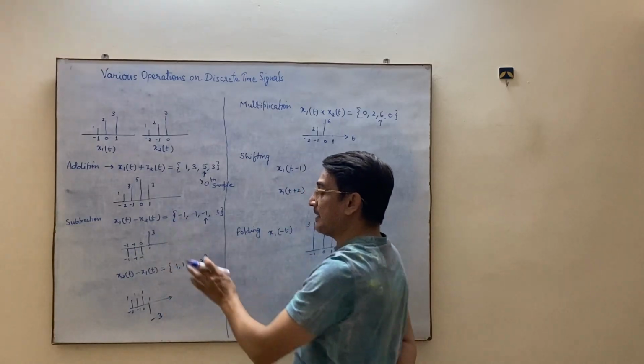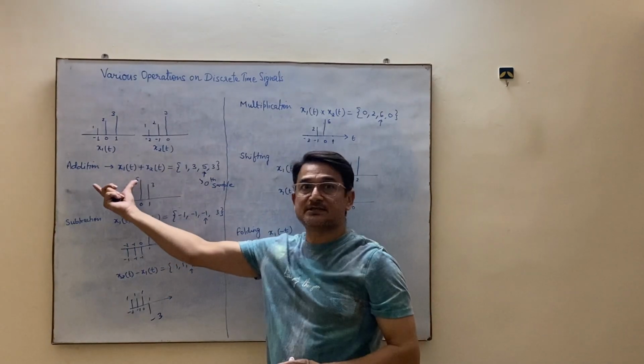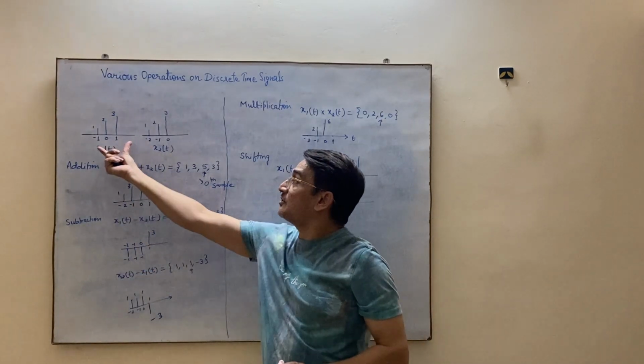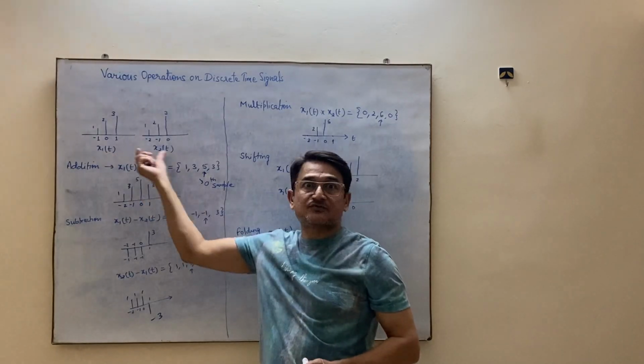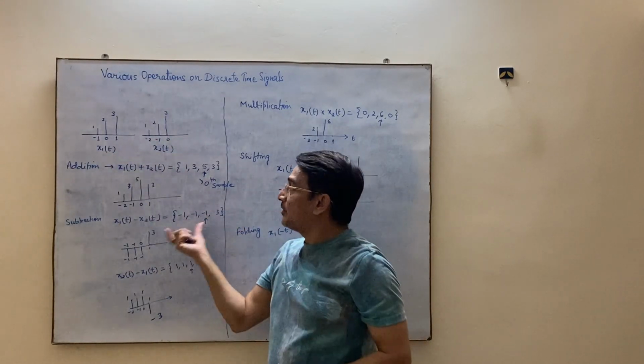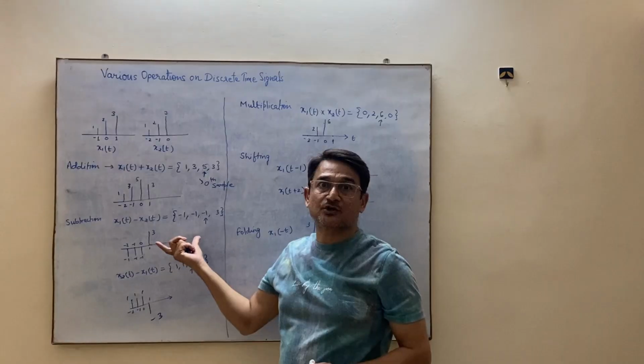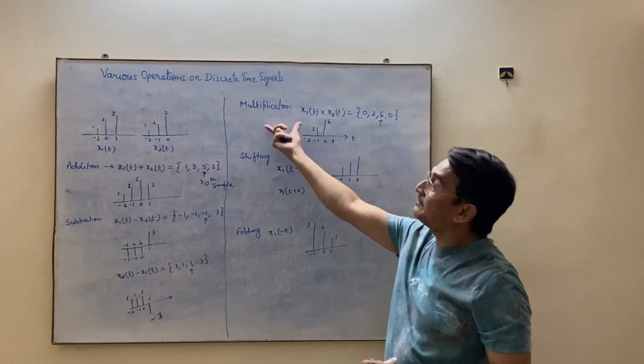So this is how mathematically and graphically I have represented addition and subtraction of two signals x1(t) and x2(t). I hope you understand the concept of addition and subtraction of two signals. Now we will see multiplication.